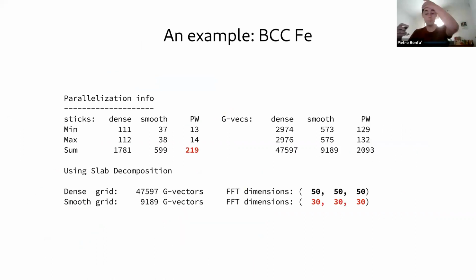And just to tell you where this appears in the output, it's at the top, and I hope that you now understand what this stick is. And just to give you some order of magnitude, this is an example I was working on a few days ago. This is BCC iron. I was running with 16 processors. So this is the total number of sticks that I had, and this is how they are distributed among my 16 workers. Some of them have 13 sticks, some of them have 14 sticks.